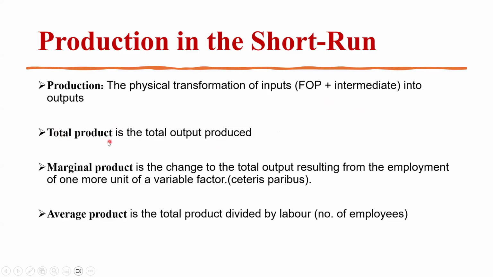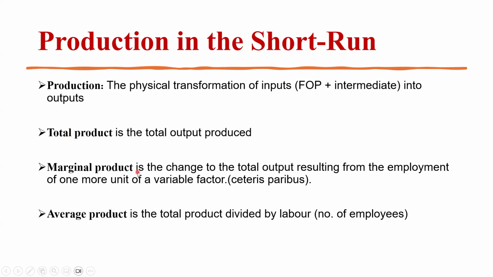We also have total product. Total product is the total output that is produced. This one is quite clear. So it's the total output that has been produced. The products, those are the outputs, those are the goods that have been produced. And then total, so it's just the total output that has been produced.